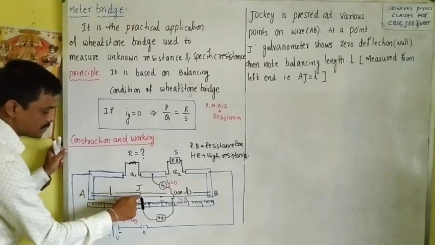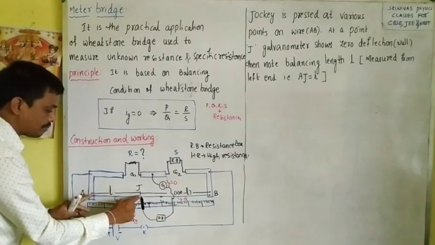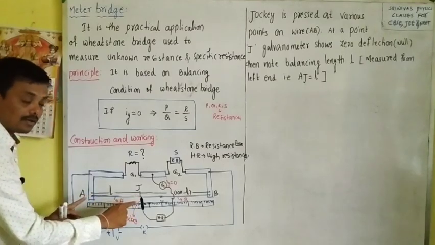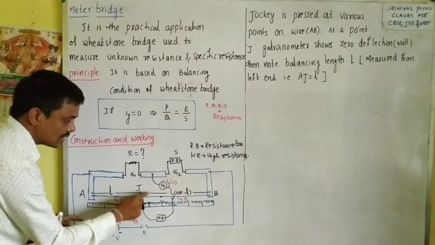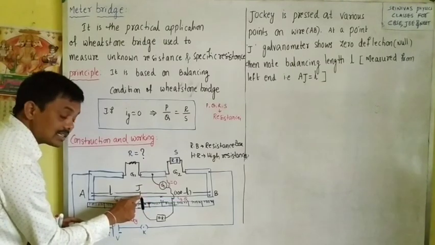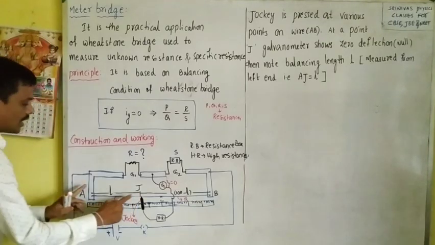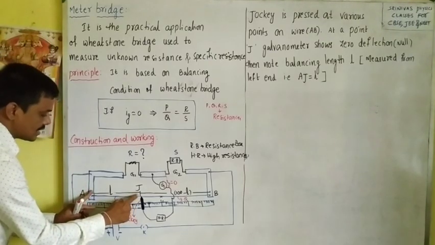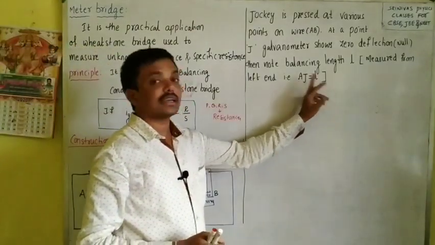You have to note that point's distance from the left end. That position where the galvanometer shows zero deflection is said to be the null position, and the bridge is said to be balanced. Its left side length, this L, is said to be the balancing length. Now we have to note the balancing length as L.